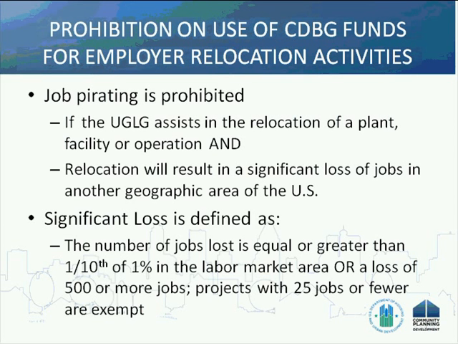A few important things to be noted are the definitions of the terms direct assistance, labor market area, and significant loss of jobs. We will cover these briefly, but I urge you to review the details in the regulations at 570.482(h). Direct assistance means the provision of assistance to a for-profit business in exchange for completing a project that results in a relocation from one labor market to another.